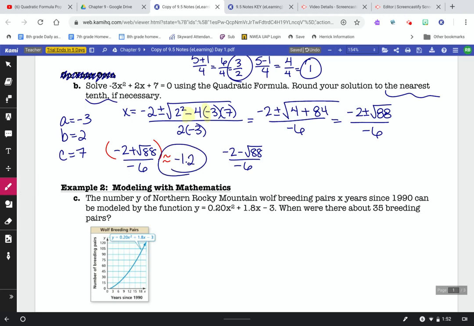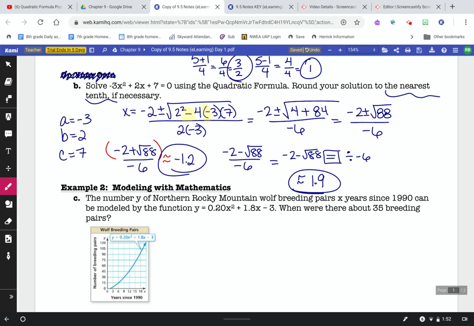Another way, if you don't want to put the parentheses around it, you could put it into your calculator. Let's do the next answer. Negative 2 minus root 88, and then you must press the equal sign and then divide by negative 6. That's another way to do this. So negative 2 minus the square root of 88 equals, and it gives you this long answer, and then just press divide negative 6. I'll take that answer and divide it by negative 6, and you get approximately 1 and 9/10. So those are your two solutions.